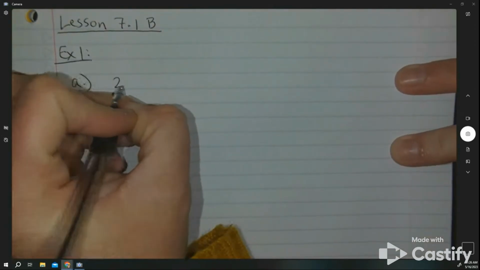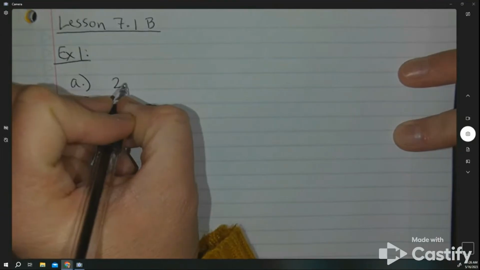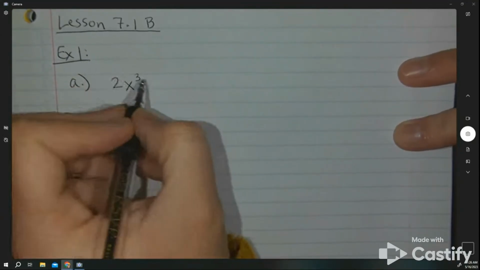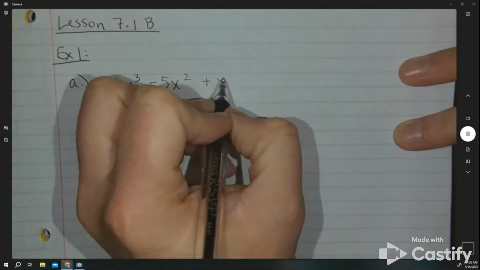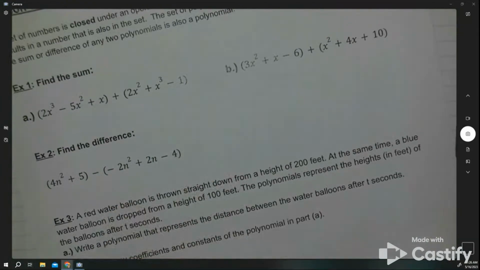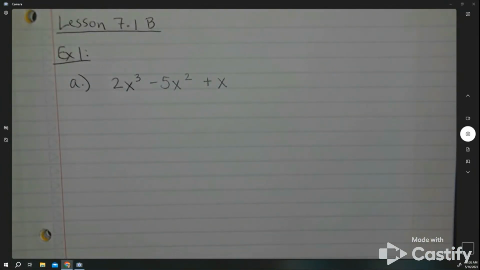So we're going to have the first polynomial, I guess it's a trinomial here, 2x to the 3rd minus 5x squared plus x. Now, the second one that we were adding is 2x squared plus x to the 3rd minus 1. So we are going to line up the things that are the same.